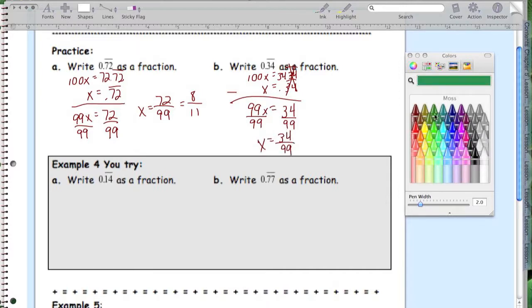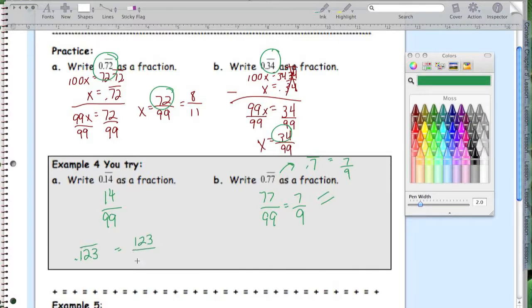Now the pattern here that you may have picked up on is whatever our repeating decimal is goes over 99. 34, 99. So here it's going to be 14/99 without doing all that work. Here it's going to be 77/99, which is 7/9. And this you also could have said 0.7 repeating is the same thing, because it's only one value, it would just be 7 over 9. If I would give you one more, 0.123 repeating, that would be 123 over 999, because there's 3 values, and simplify if possible.